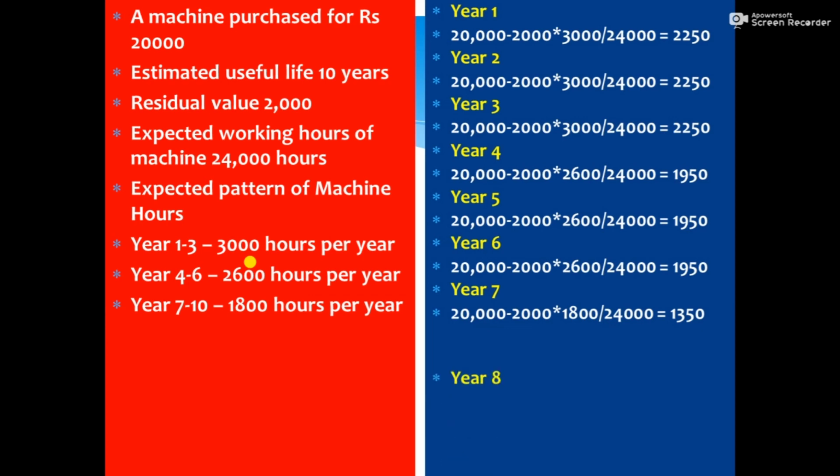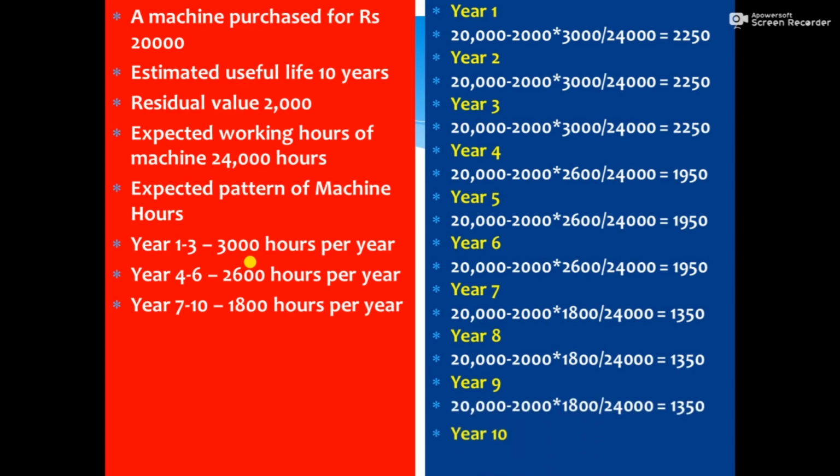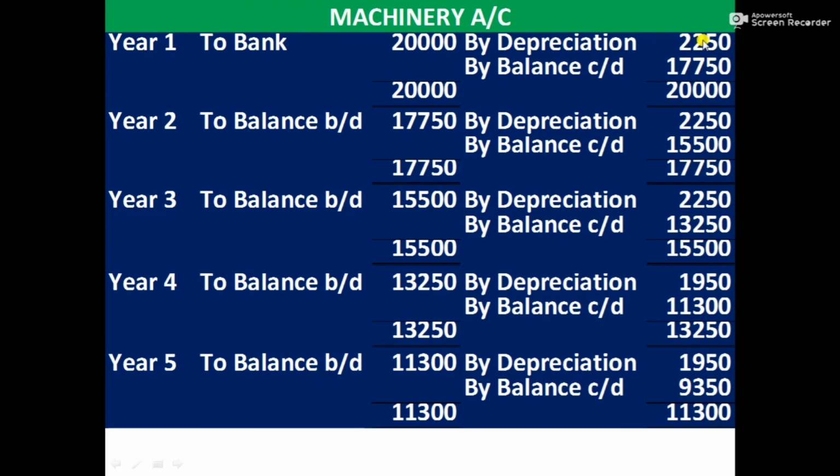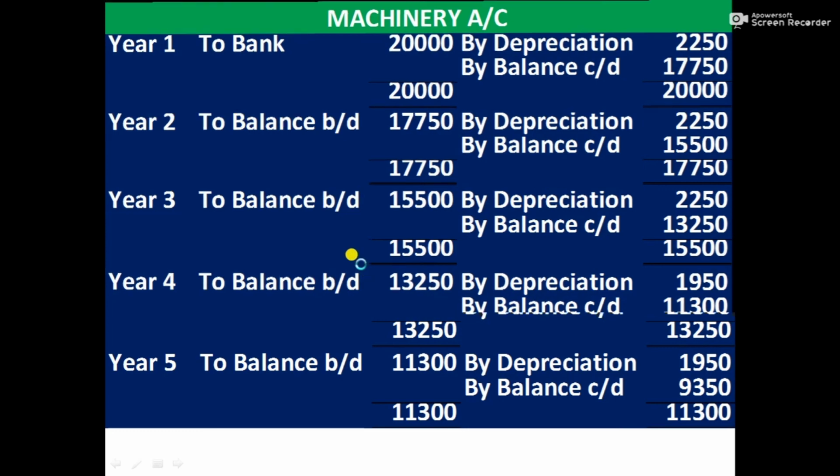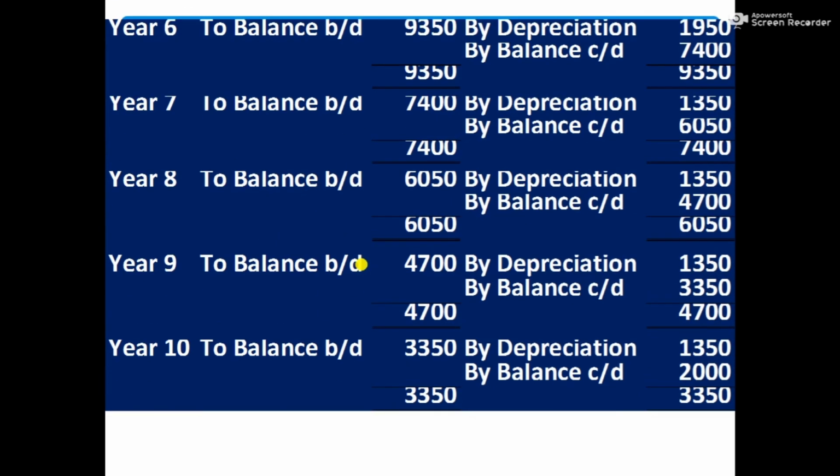See the machinery account. Year 1, the machinery was purchased for rupees 20,000. First year depreciation 2,250. Computed the balance. Balance is brought forward to second year, like that we computed depreciation for all the 10 years. We computed the balance, and 10th year balance now will be equal to the residual value, that is 2,000 rupees.